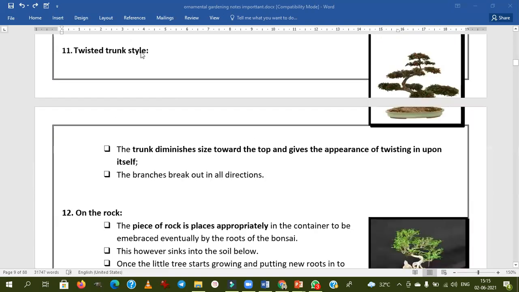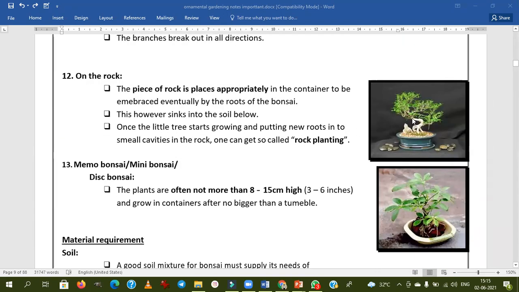Then further, a twisted trunk tree. Here the trunk diminishes in size towards the top, giving the appearance of being twisted upon itself. The trunk is twisted in a natural way. Then on the rock, a piece of rock is placed in a container and the plant will grow on the rock. It resembles a rockery bonsai. The plant will grow on the rock. It appears like a natural rockery.